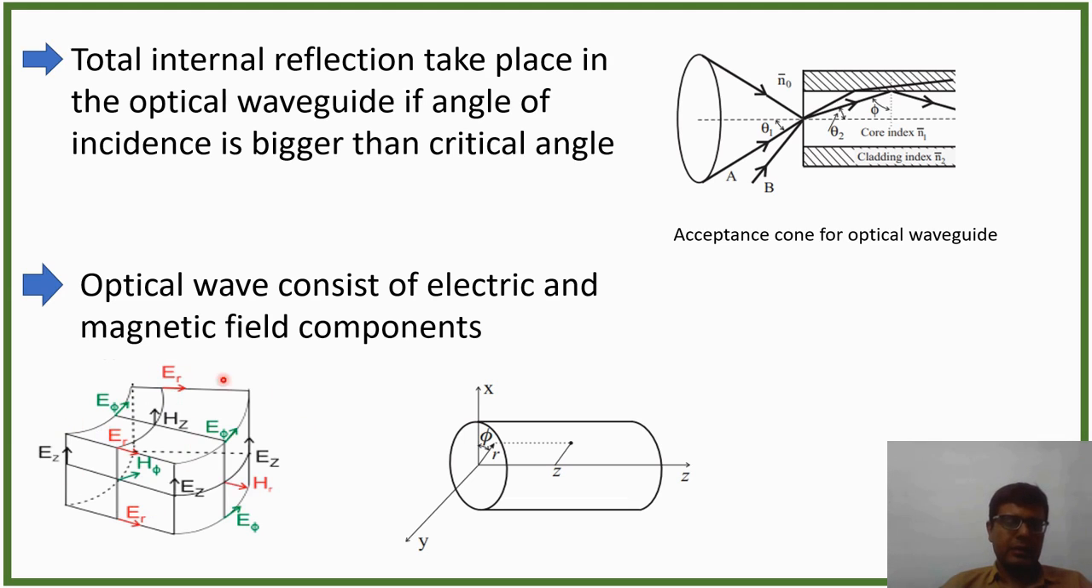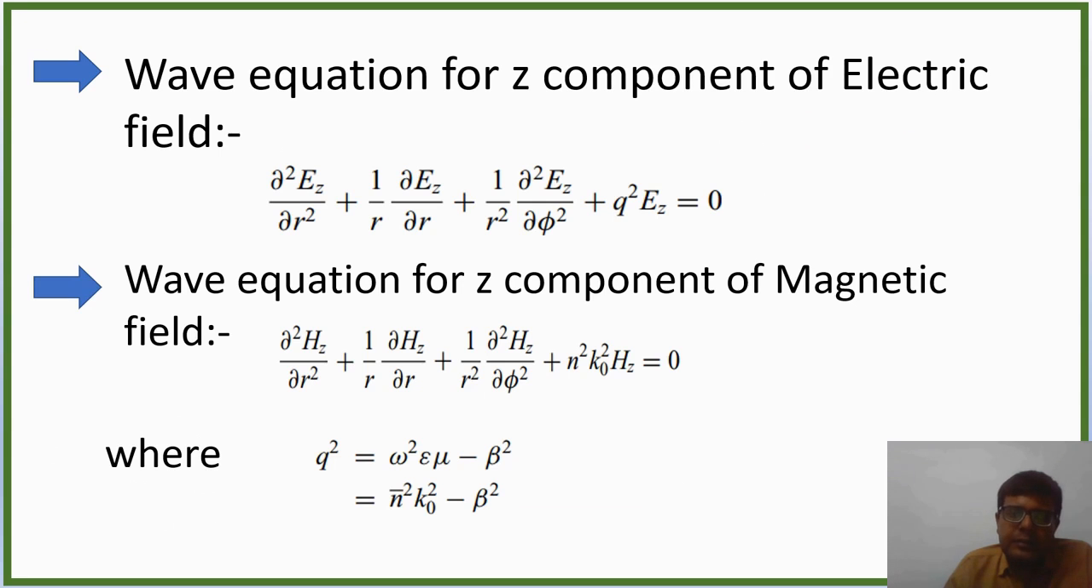This is an example of how we can imagine those electric and magnetic fields in the optical wave. Using the Maxwell equations, we get the wave equation of Z components in the electric field and magnetic field. In these equations, q square is equal to omega square multiplied by permittivity multiplied by permeability minus beta square, which is equal to refractive index square multiplied by k naught square minus beta square.